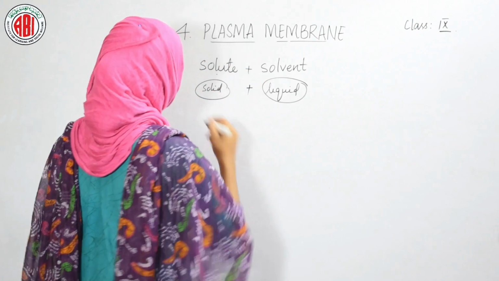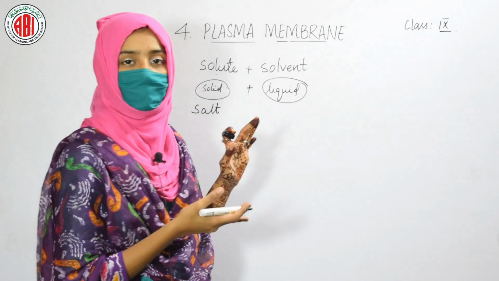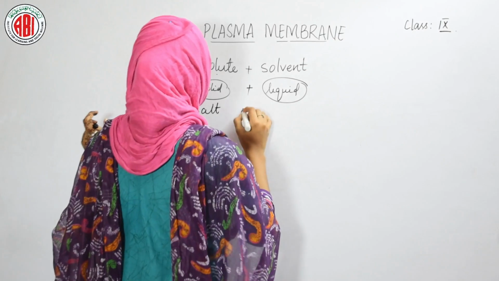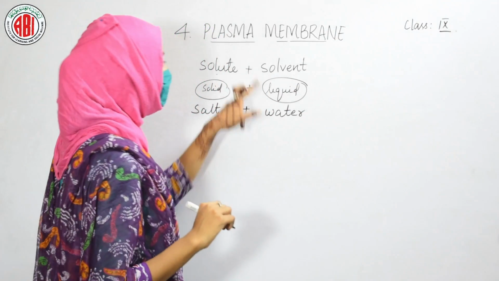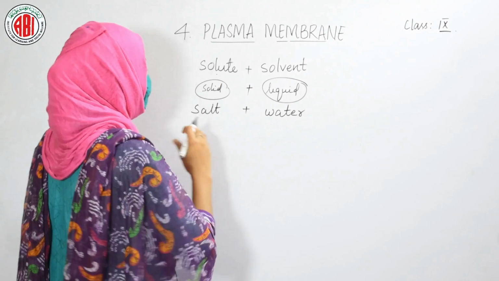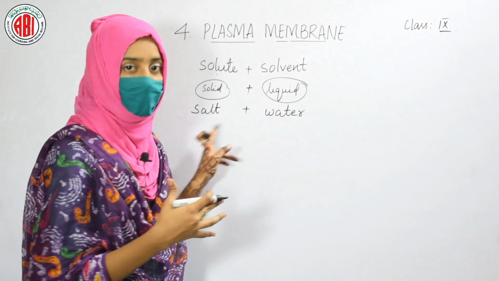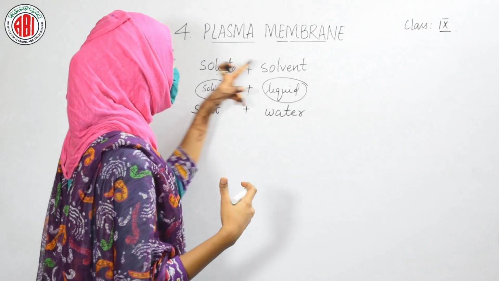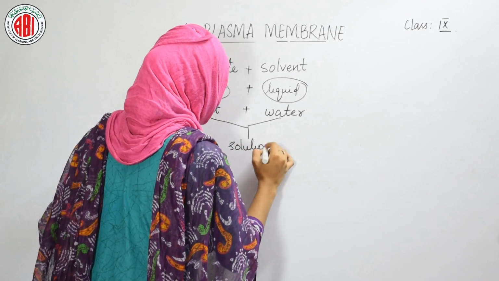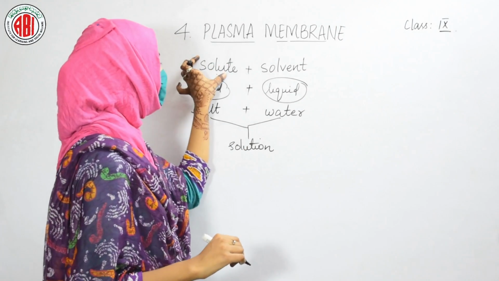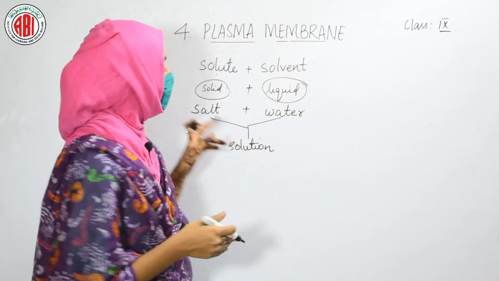For solute we can take the example of salt, or we can take an example of sugar also, and for solvent we will take the example of water. Water is a solvent and salt is a solute. When we make the mixture of salt and water, that is the mixture of solute and solvent, then we call that mixture a solution. So the solute and the solvent when mixed up, that mixture is called a solution.